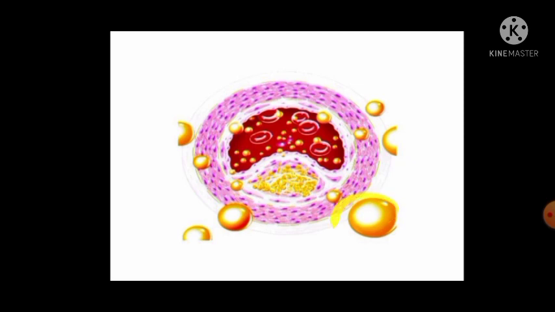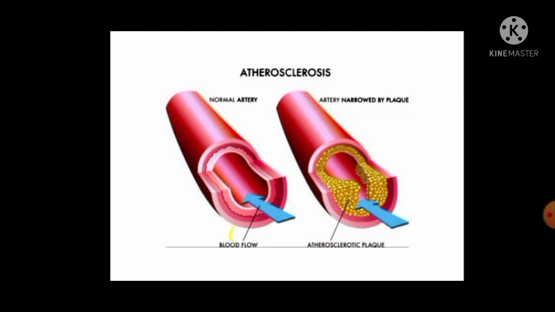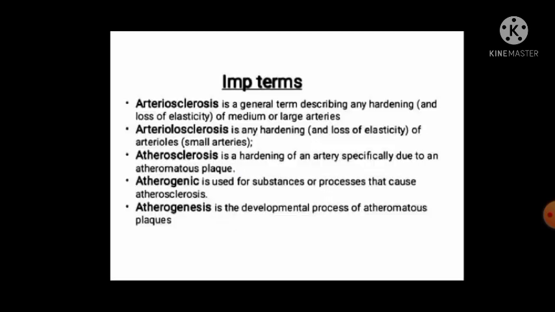These are the fatty droplets which accumulate in the inner lumen of the arteries, which cause blockade in the artery or which may directly cause atherosclerosis. These are the RBCs. This is the normal artery and this is the fatty deposited artery which may cause atherosclerosis, and this is called an atherosclerotic plaque. The artery narrows because of this plaque and this causes blockade of the blood.